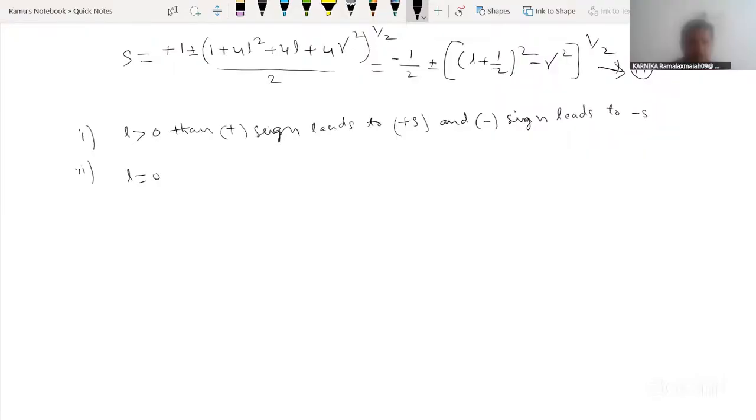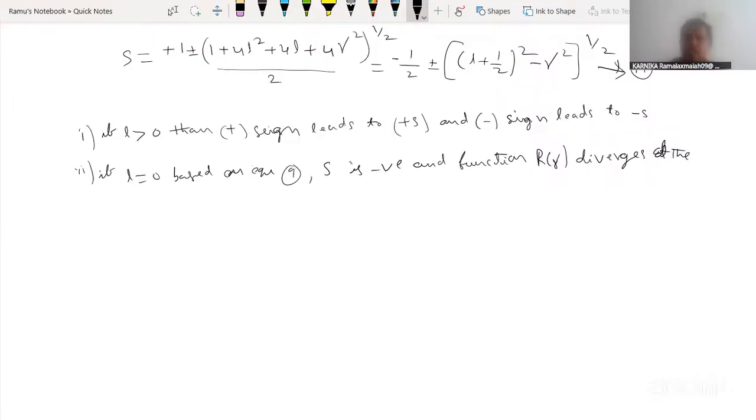If l is equal to 0, based on equation 9, s is negative and the function r has a divergence at the origin.